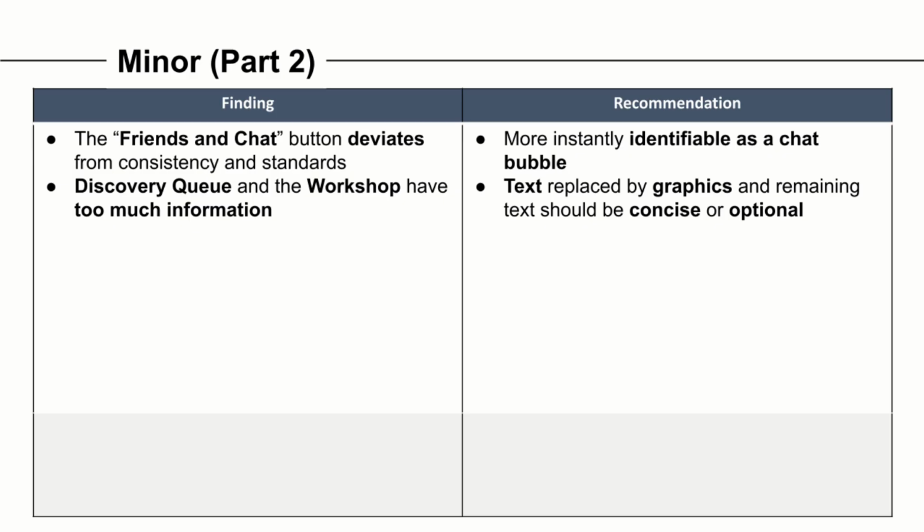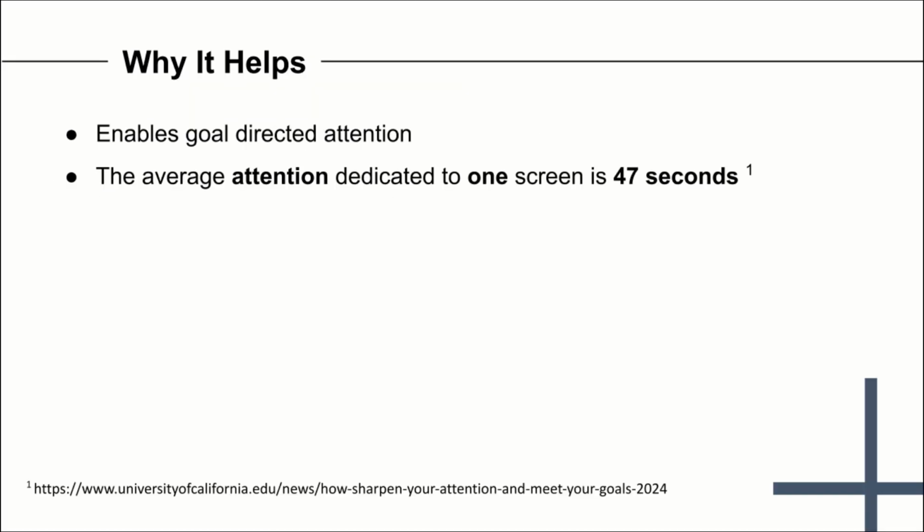Finally, if Steam decides to keep the workshop and discovery queue, then the large text blocks on those pages need to be cut down and replaced with images and videos, as people have limited attention spans, and these graphical formats will be much easier for them to process the information from.